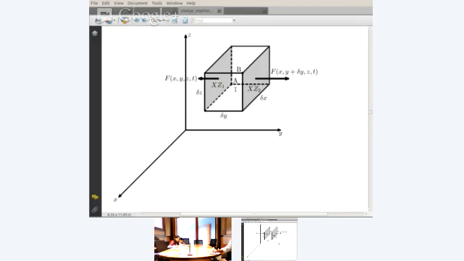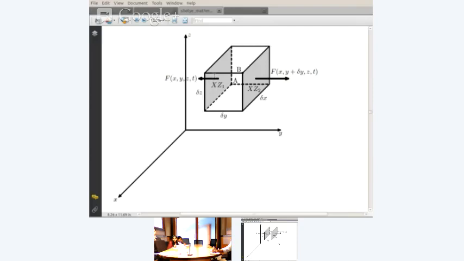And we have point A out here, which has coordinates x, y, and z. Therefore, point B, that is diagonally opposite over here, has coordinates x plus delta x, y plus delta y, and z plus delta z. Okay, so point A has coordinates x, y, z, and B has coordinates x plus delta x, y plus delta y, z plus delta z. Fine.